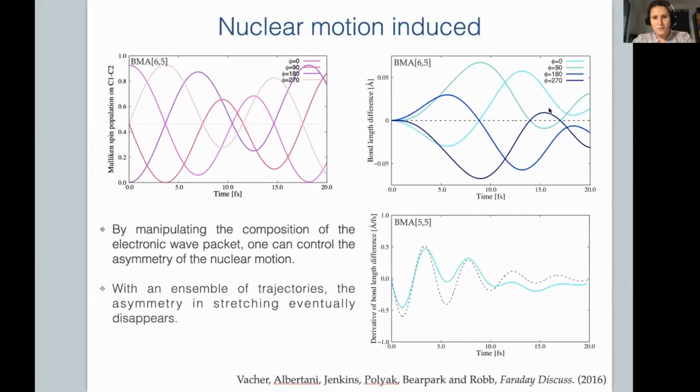But of course, if you want to do a more realistic simulation and you simulate an ensemble of trajectories, you will find, not very surprisingly, that as the electron dynamics decays with time, the asymmetry in the stretching that you induced also eventually disappears, and you see that the oscillation in the two curves is damped with time.